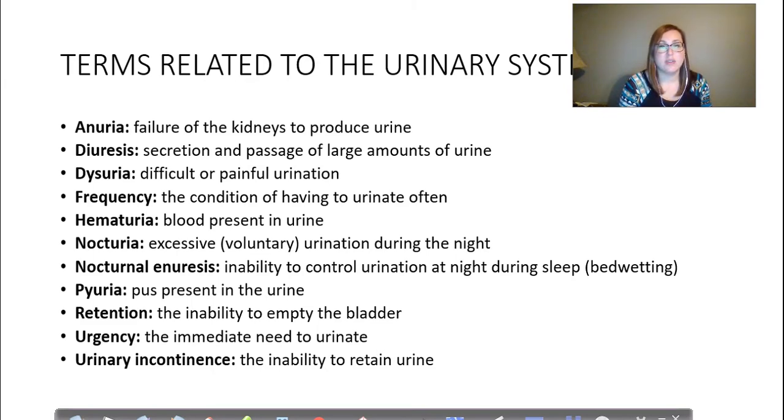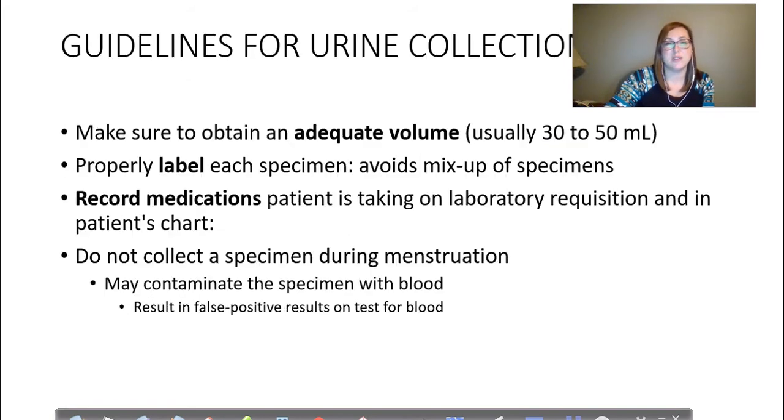Nocturia is when you have excessive urination during the night, but it's voluntary. Nocturnal enuresis is the inability to control your urination during sleep, or bedwetting. Pyuria is when there's pus present in the urine. Retention is the inability of the bladder to empty. Urgency is when you have to urinate right now. And then urinary incontinence is the inability to retain urine.